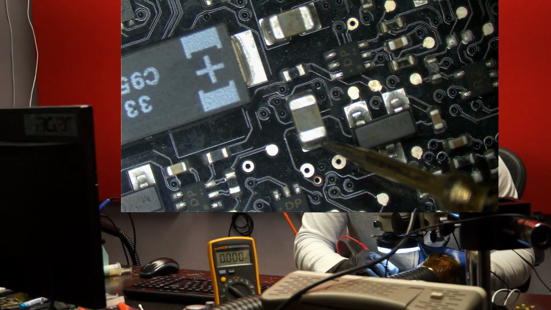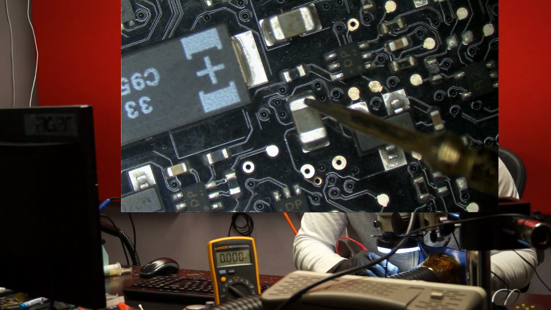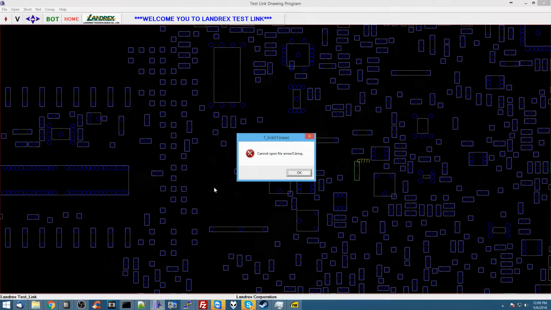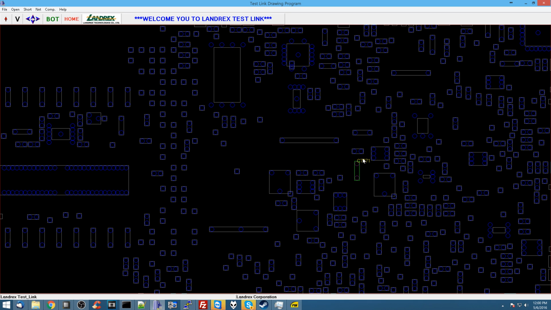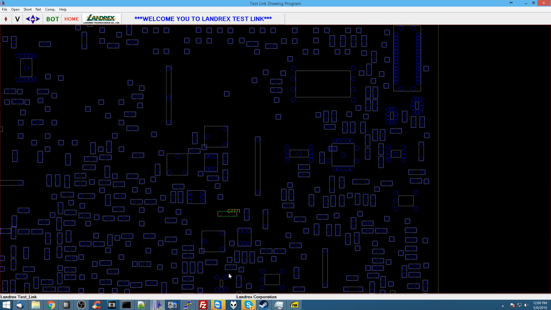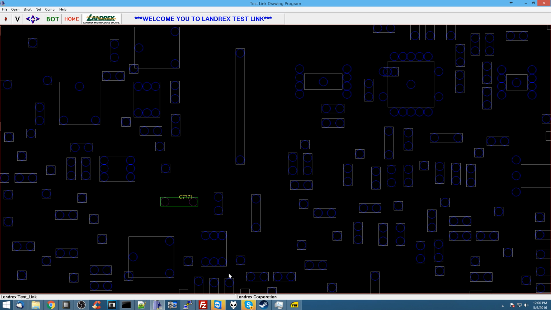So let's see, do I get 1.05 volts here? Is that the right? Let's find the component. So I'm looking for this thing, C7771, right? This thing over here. And it just changed the orientation on me. Thank you, shit board view software. All right, so let's find this. It's going to be a cap looking up by here.